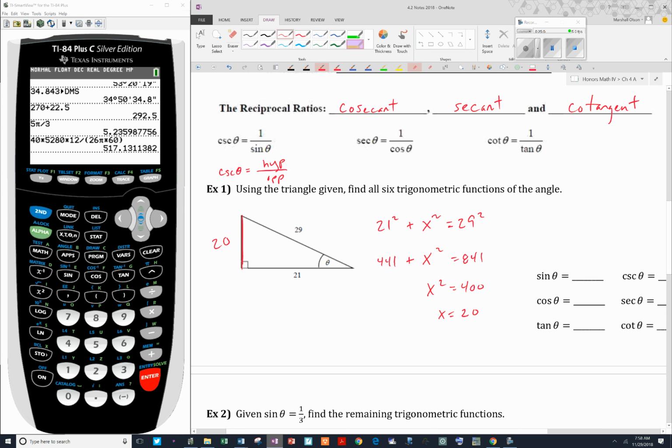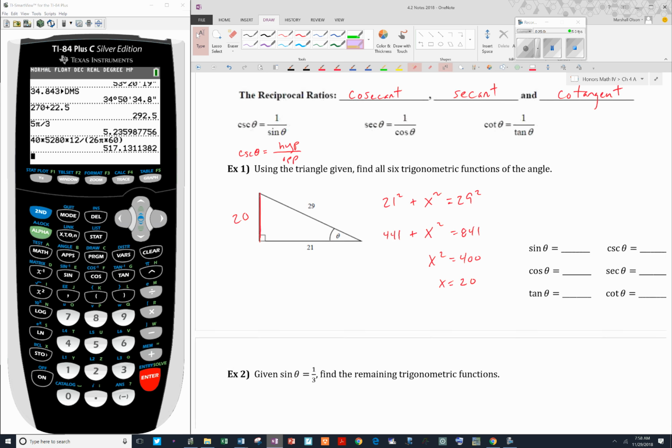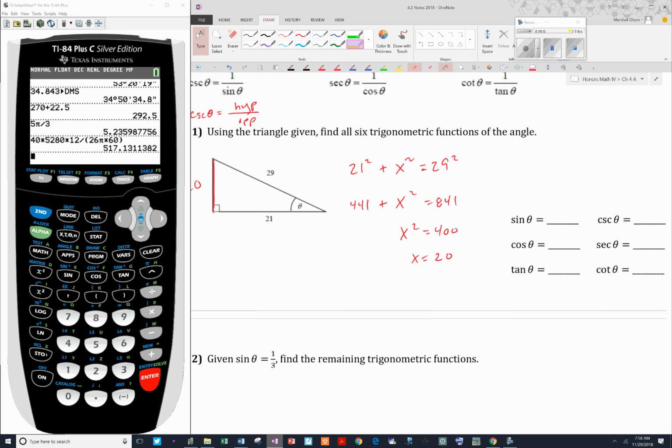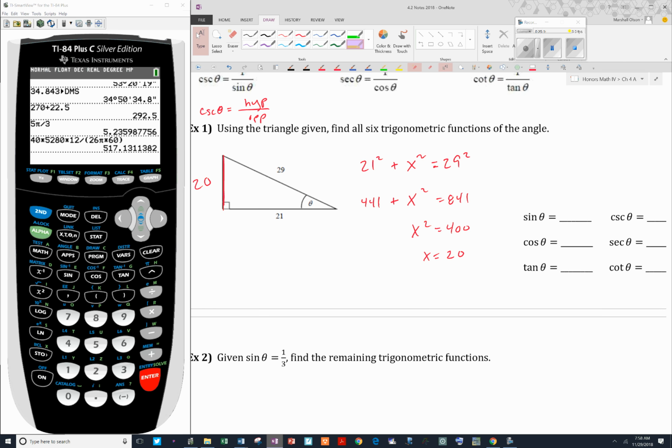Awesome. Now it's literally just SOHCAHTOA here. So make sure you know what your angle is. It's right there. So your sine, opposite over hypotenuse, is 20 over 29. Cosine would be 21 over 29. By the way, what are these two values always going to be?